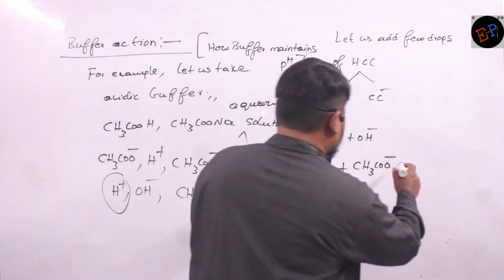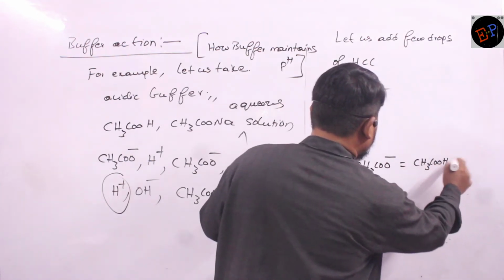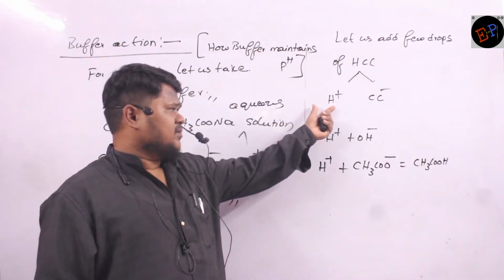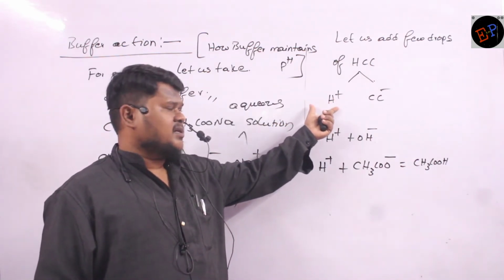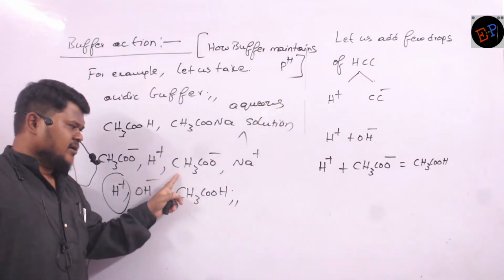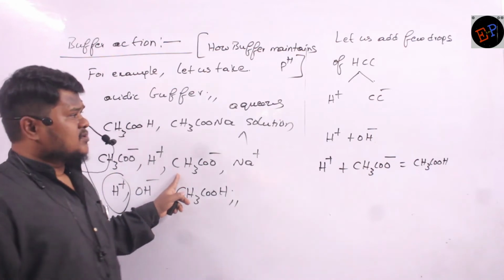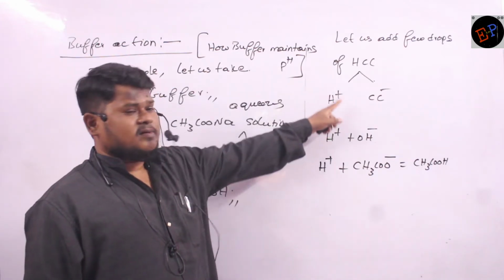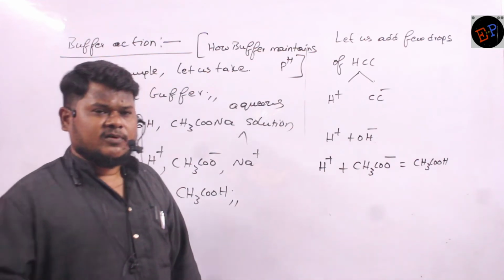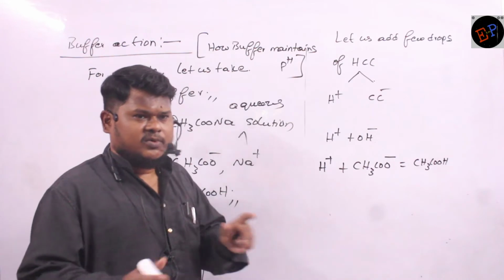So then what is formed again? CH3COOH will be formed. Okay. For example, if 10 H plus ions are released, the 10 H plus react with 10 molecules of CH3COO minus. So what is happening to the H plus ion concentration? It is not increasing. Therefore the pH of the solution also does not decrease. Are you able to understand?